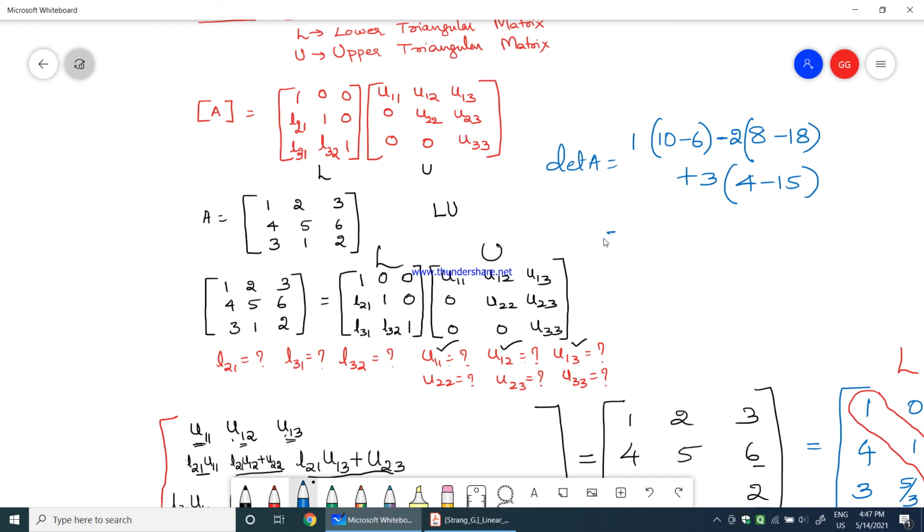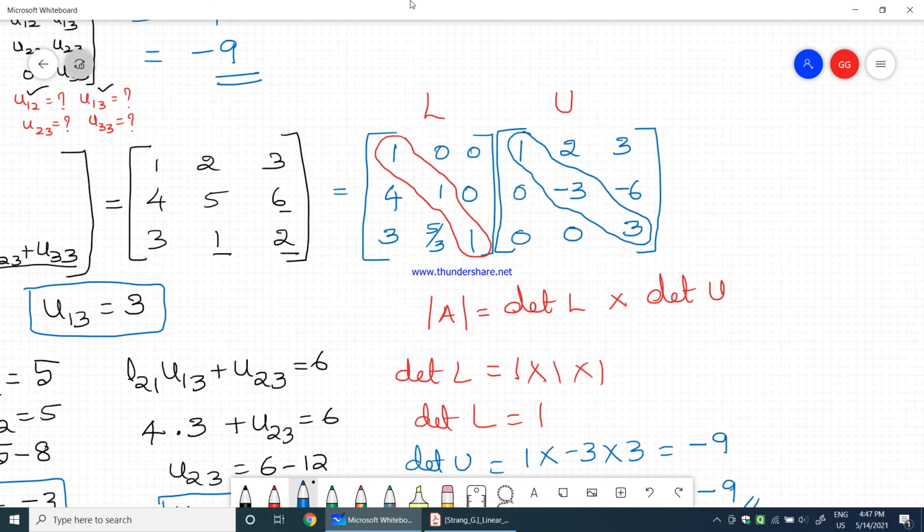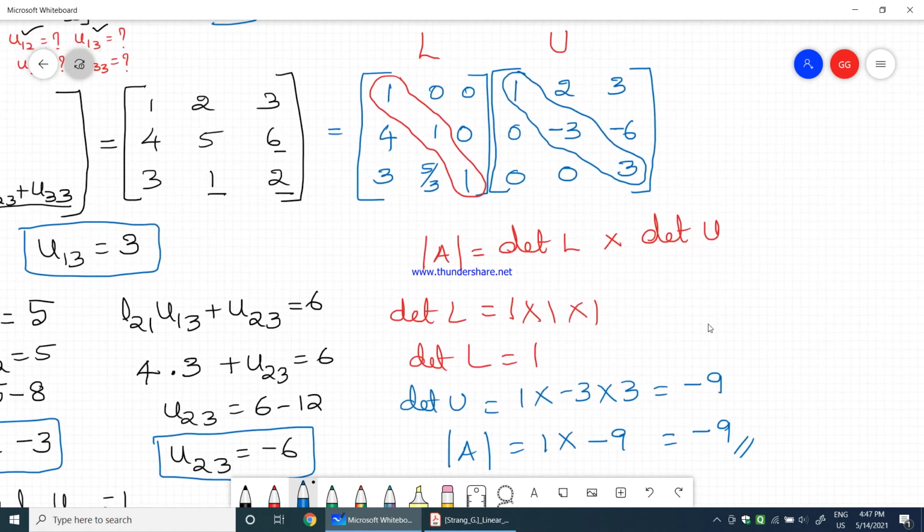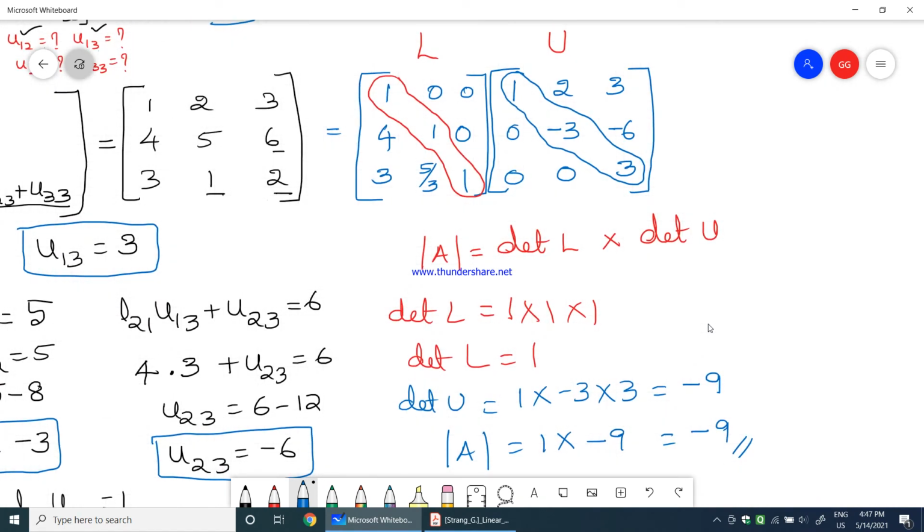Which is equal to 10 minus 6 is 4, minus 2 into minus 10, which is plus 10 into 2 is 20. Then 4 minus 15 is minus 11 into 3 is minus 33. Therefore, 24 minus 33, which is equal to minus 9. So here also we got minus 9 as the determinant. This is the first method in LU factorization.